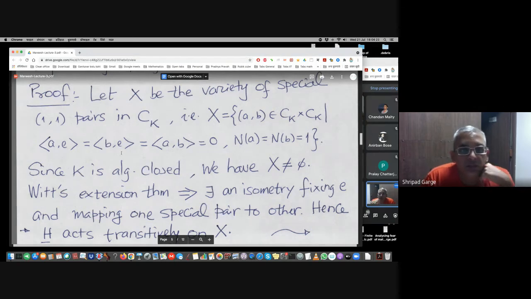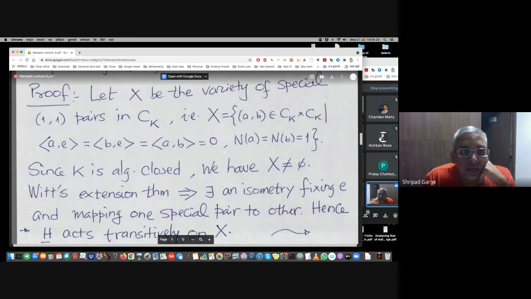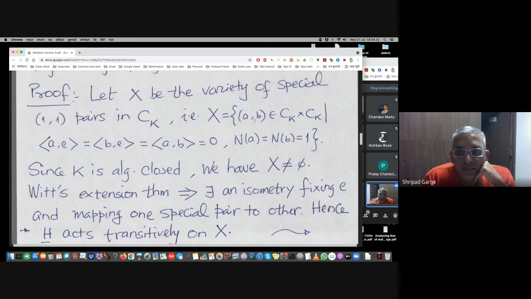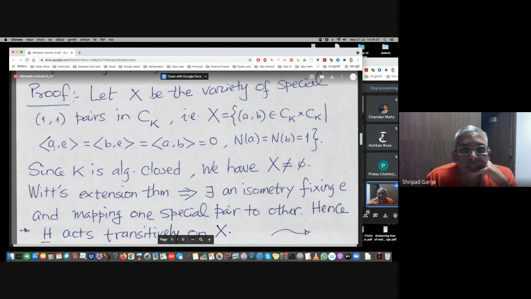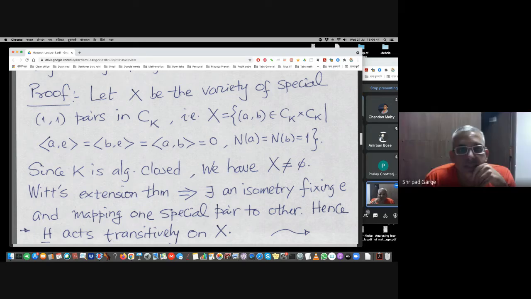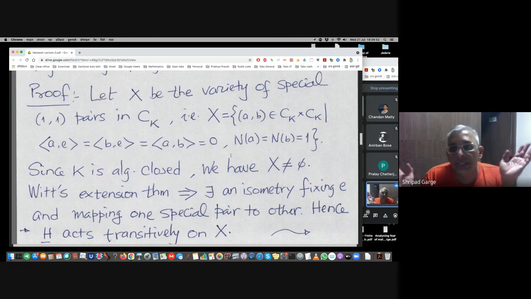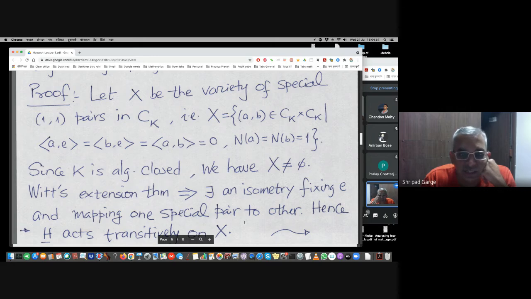So we have the identity element being fixed. We are looking for an isometry which fixes identity. Now if you take a pair A1, B1 and another pair A2, B2, then of course the norms are preserved and they are orthogonal. So you will be able to find such an isometry. What we are saying is that we will send A1 to A2, B1 to B2, identity to identity, and that can be extended to an isometry. Exactly. That is where we are using Witt's extension theorem.